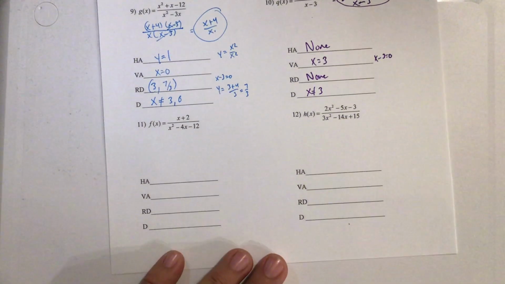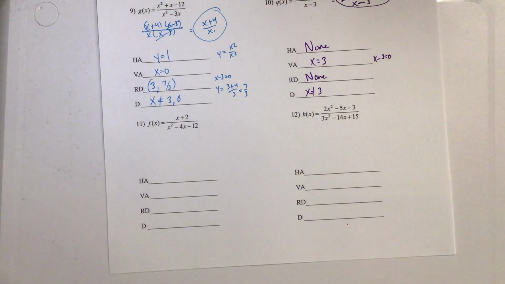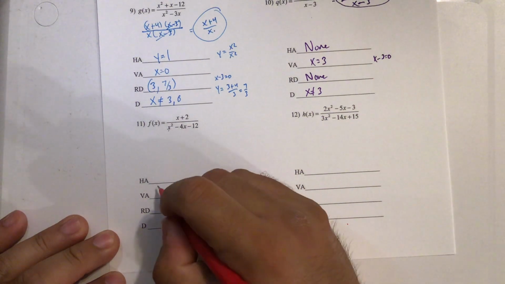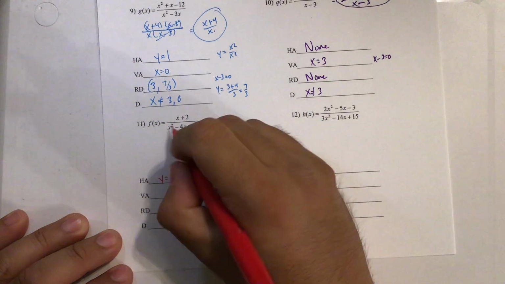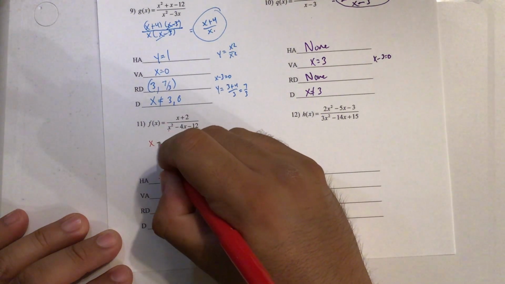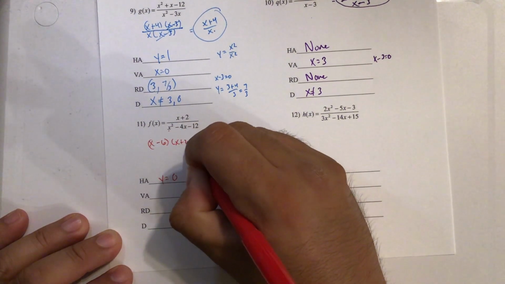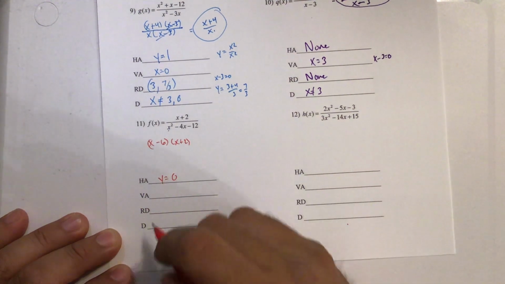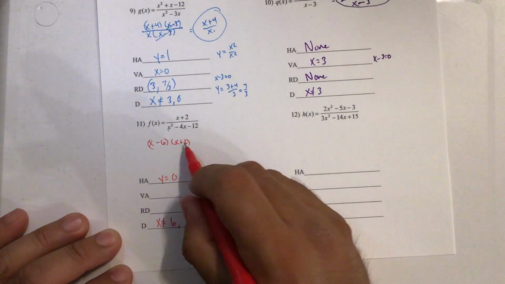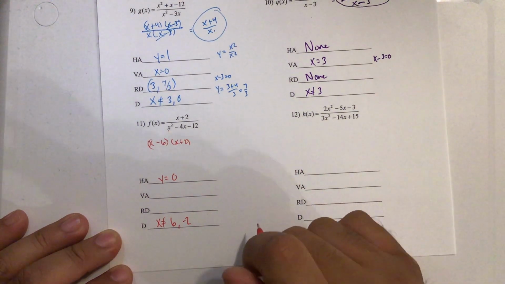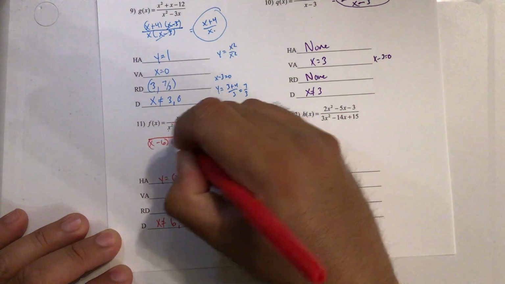On to 11 and 12. So for number 11, we can see that the highest degree is at the bottom. x squared is bigger than x, so y is equal to 0. For my domain, we're going to factor this, so x minus 6, x plus 2. All right, so my domain restrictions, 6 minus 6, so 6 makes it 0, and negative 2 plus 2, so negative 2.